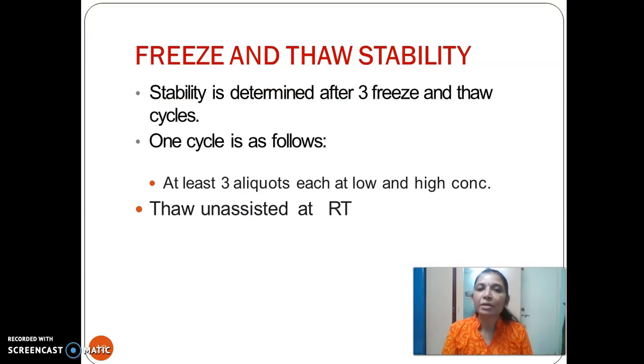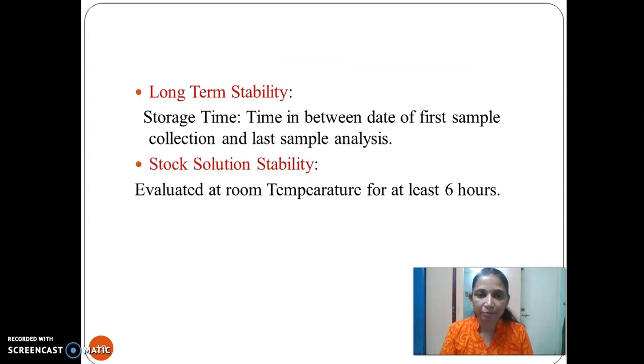Stability is determined after 3 freeze and thaw cycles. Here 3 aliquots of low concentration quality control, that is LQC sample, and 3 aliquots of high concentration, that is HQC sample, are prepared. Then first these samples are kept in freezer for 24 hours, then thawed at room temperature, that is 1 cycle. Again keep in the freezer for 24 hours, remove and thaw at room temperature. Again keep in freezer for 24 hours and thaw at room temperature. So 3 cycles are performed and then stability is determined.